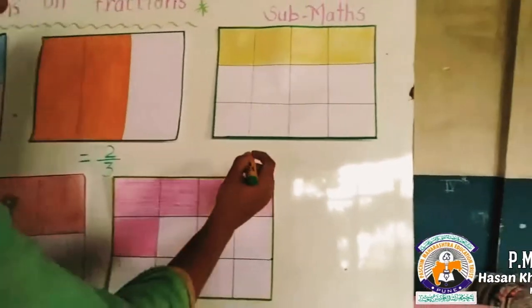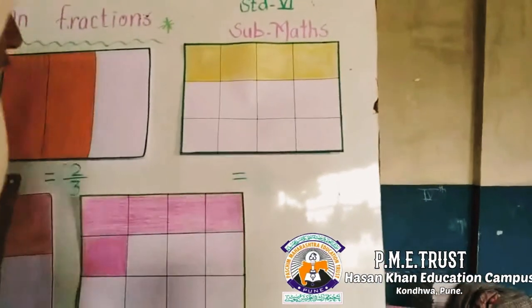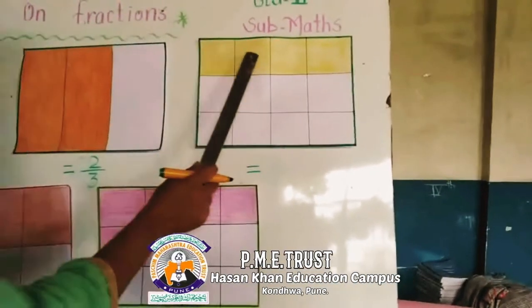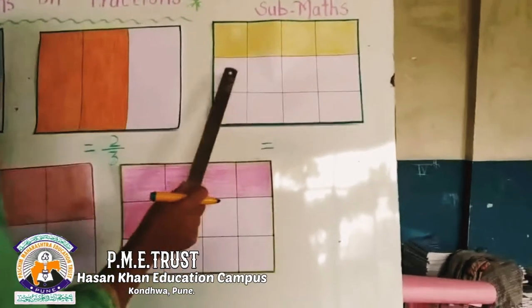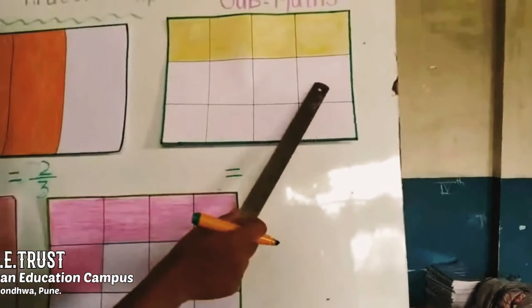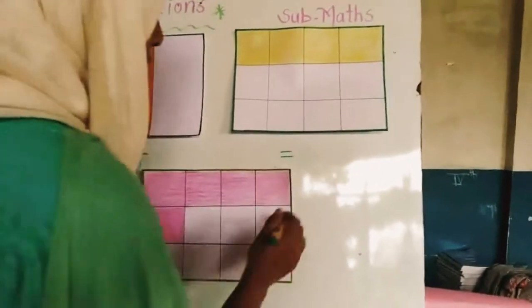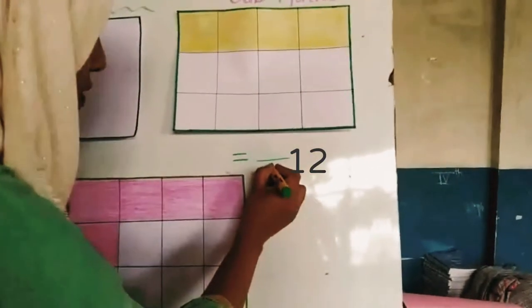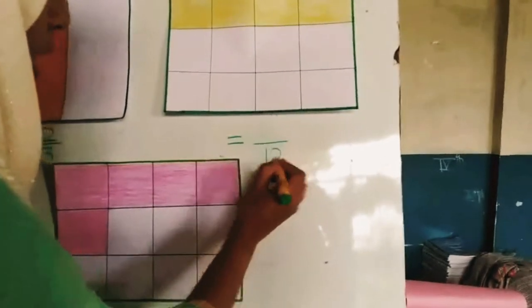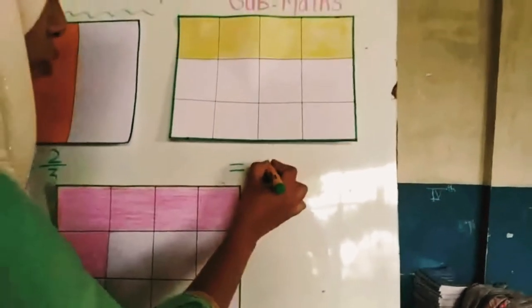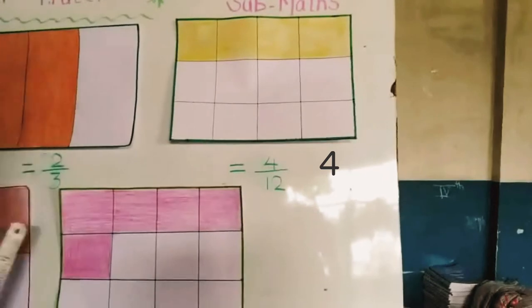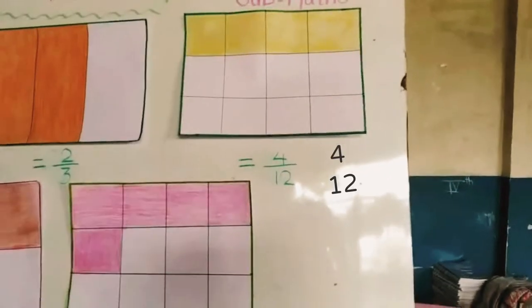In the next picture, count the squares. 1, 2, 3, 4, 5, 6, 7, 8, 9, 10, 11, 12. Therefore, firstly you have to write denominator 12 and the shaded part is 4. What is the fraction? 4 by 12.